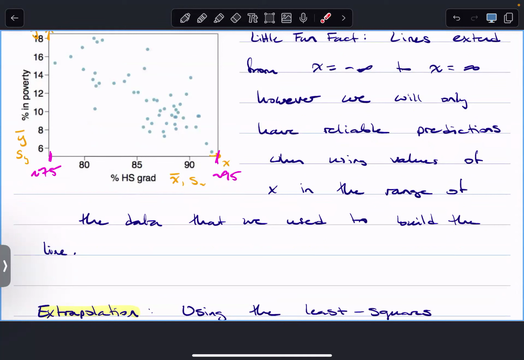Just logically, would a state have 0% high school grads reasonably? What are some assumptions we're making? Kids are still going to high school, that's important. But also if they have some other system, then they would have 0% high school grads, and it's not a good predictor anymore. But in our case, the percentage of high school grads is between 75 and 95. And so a state with 0% high school grads is not meaningful.